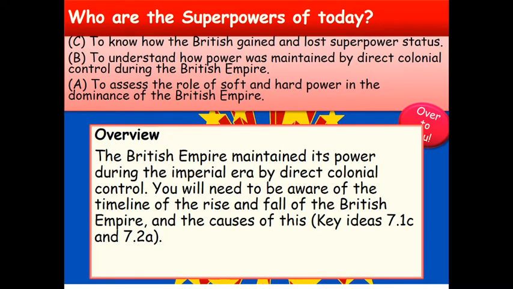Hello, and welcome to the second lesson on superpowers. Today's lesson is a really exciting development of the lesson which you completed last week, and is concerned with looking at who the superpowers of today are.